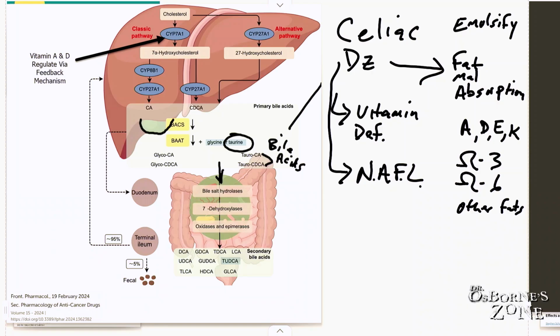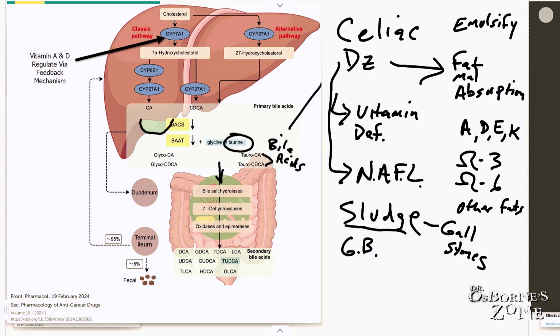Now, sometimes what happens is people will have sludge. Their doctor will say, oh, it looks like you have sludge in your gallbladder, or, you know, stones. So you can form gallstones. One of the causes of this sludge formation, of this gallstone formation, is taurine deficiency.